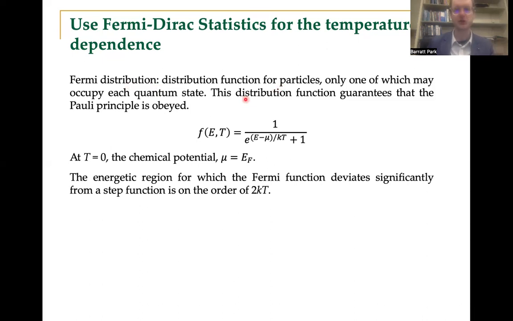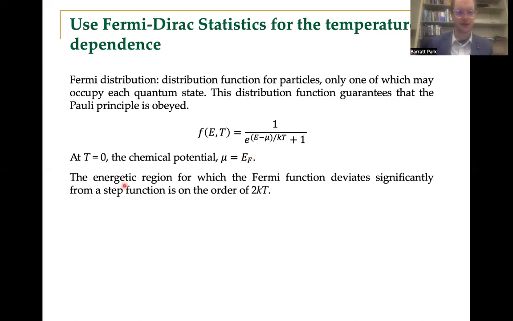And the Fermi distribution essentially guarantees that the Pauli principle is observed. This is the form of the Fermi distribution: it's 1 over an exponential plus 1. And this exponential involves the energy of the state minus the chemical potential, over kT. At T equals 0, the chemical potential would be exactly equal to the Fermi energy. At higher temperatures, it can deviate a bit from that, but you can think of mu as being approximately equal to the Fermi energy.